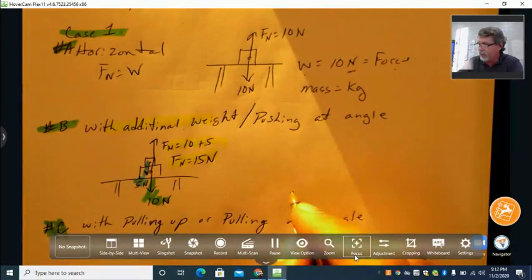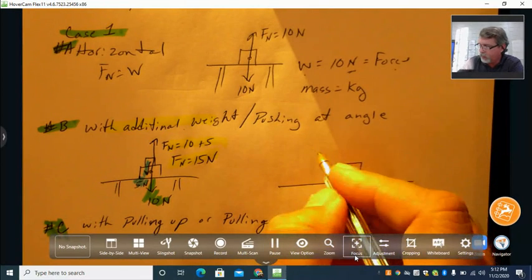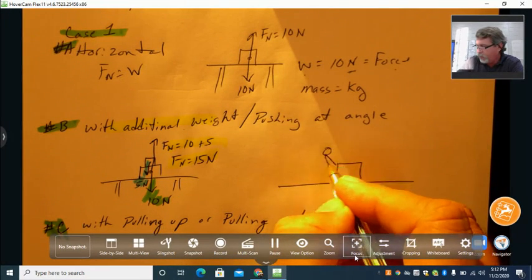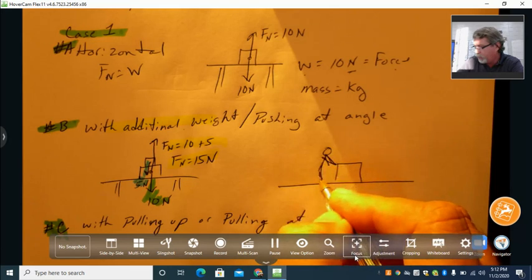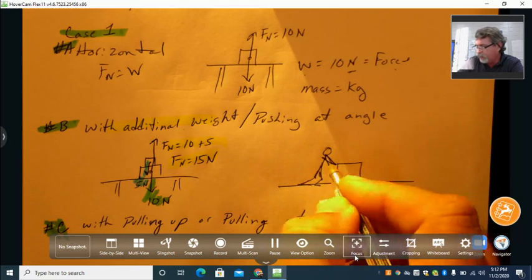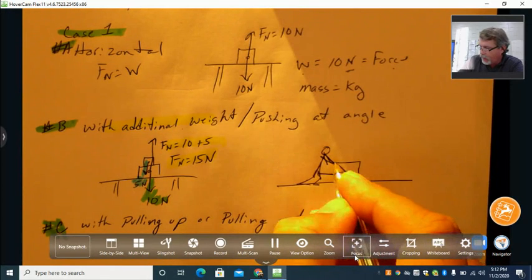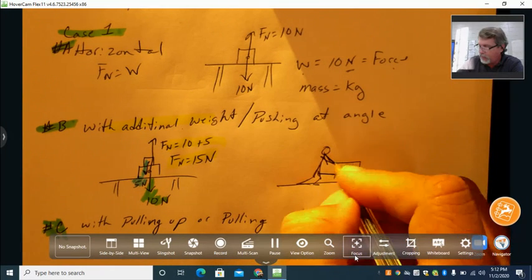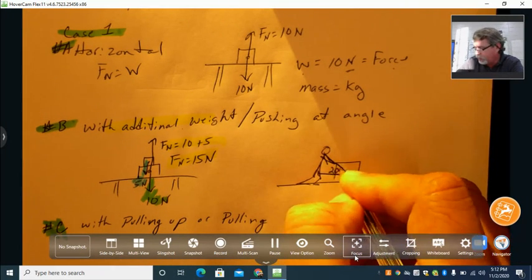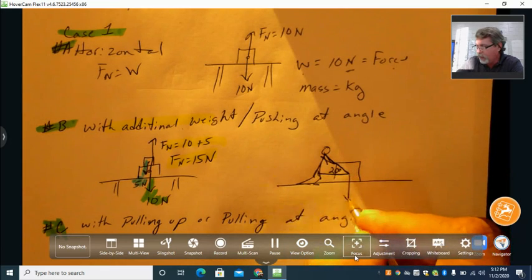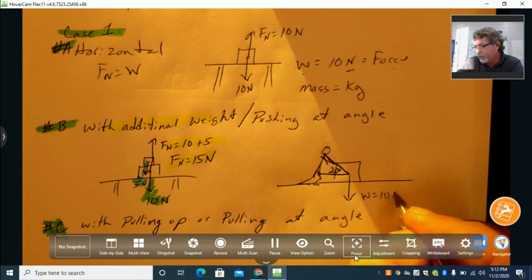All right, so let's look at this scenario here. We have a box, and let's say we have somebody applying a force pushing on this box at an angle. Okay, so they're applying a force at an angle right here. We'll say this is maybe 20 degrees. All right, so this box, we'll give it a weight of 10 newtons.